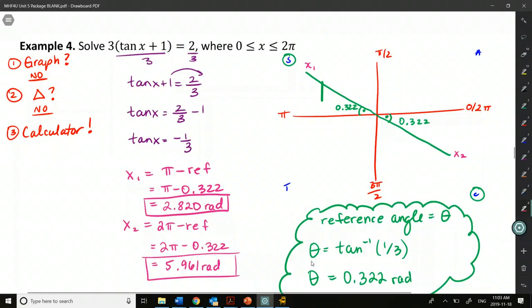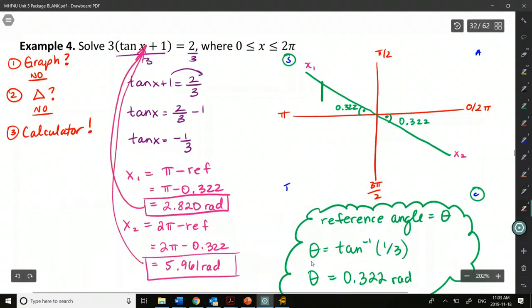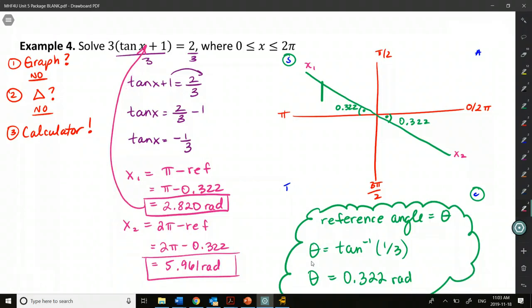Okay, we can always check our answers again by plugging these back in for x and making sure that once we add 1 and multiply by 3, we actually do get left side equals right side equal to 2 here.